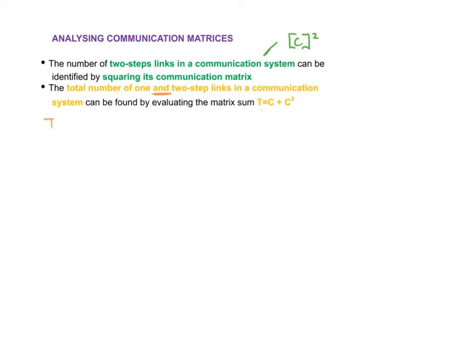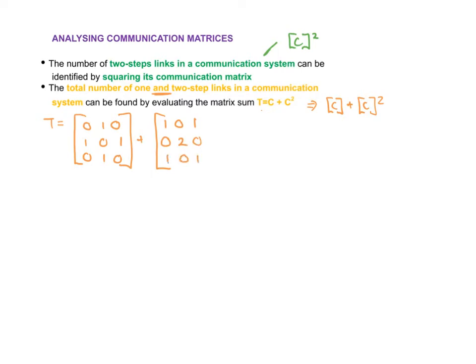So what we would do is take our communication matrix and add it with C squared. I'll do that with you, using the example from before. Our 1-step communication matrix looked like this, so this was just the C. And then our 2-step communication matrix looked like this.